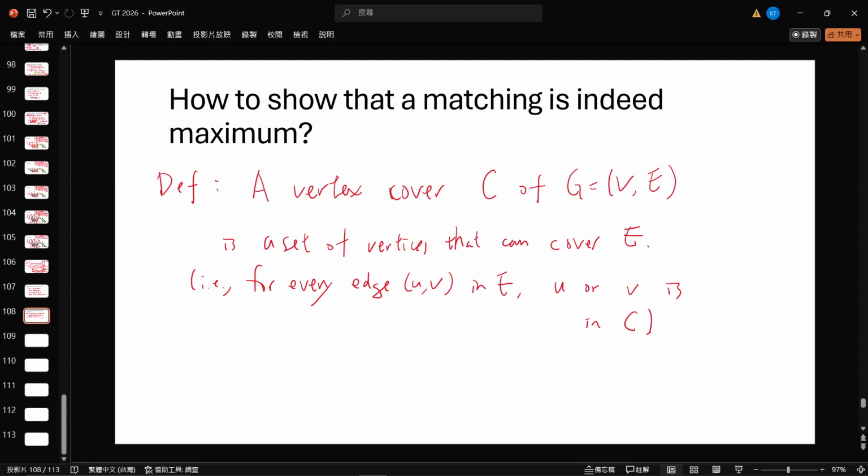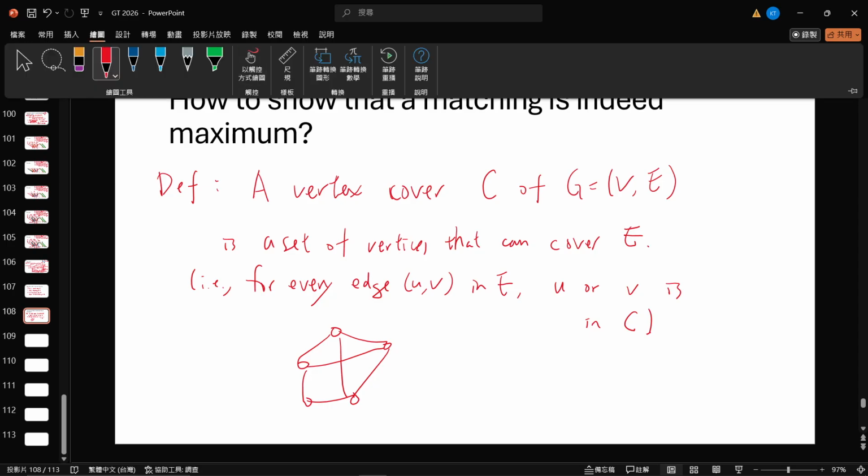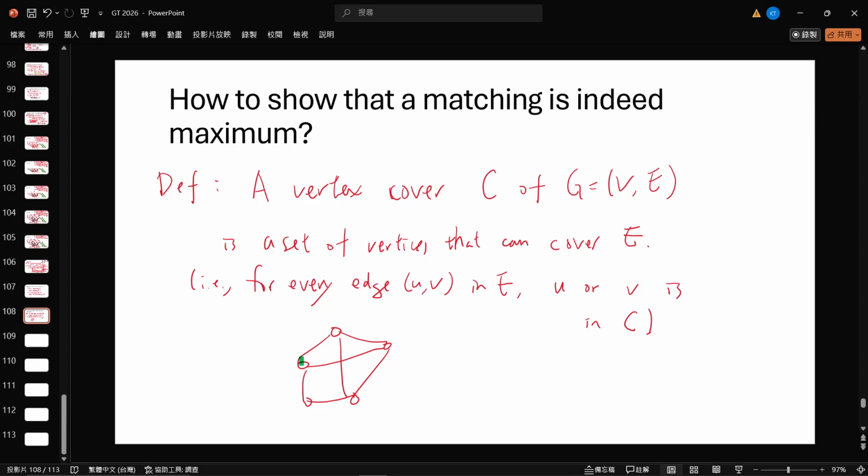Okay, so that's a definition. Before I explain it, let me first give you an example. Okay. So in the problem of vertex cover, we don't choose edges, okay? We choose vertices. So the basic idea is to find vertices to cover every edge.